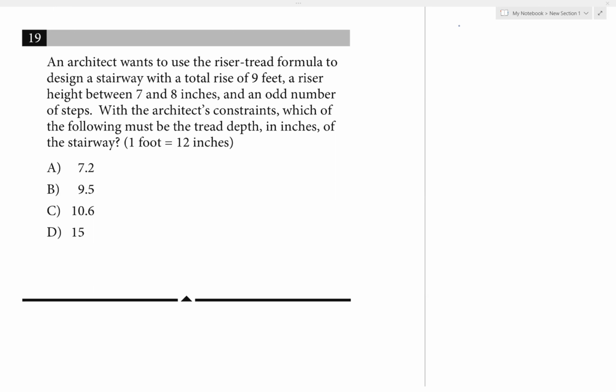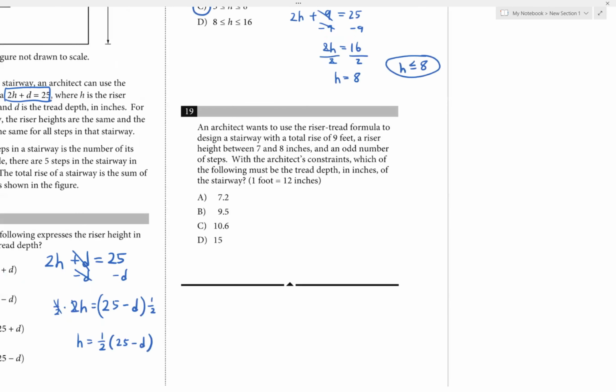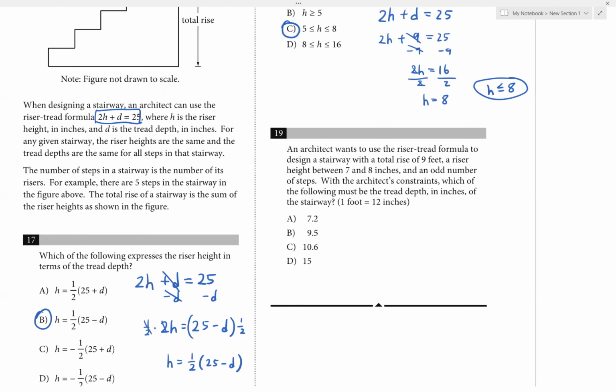Okay. So this question is kind of tricky. We have to break it down a little bit. First of all, we're solving for the tread depth, so that's the d value. Chances are we're going to use the riser-tread formula again for this set of questions. So let's bring up the formula: 2h plus d equals 25. This tells the relationship between h and d.